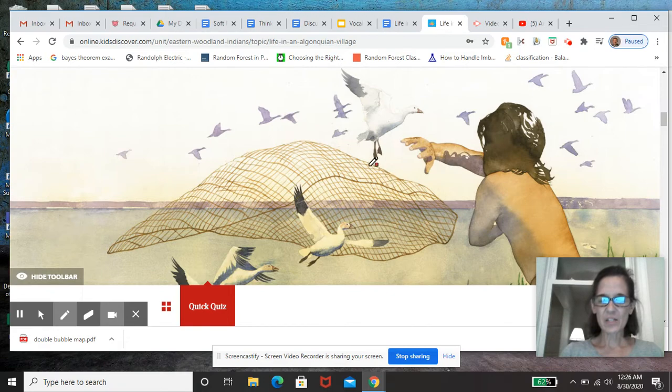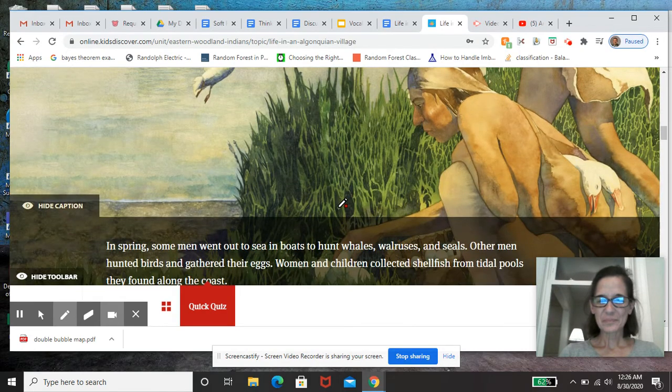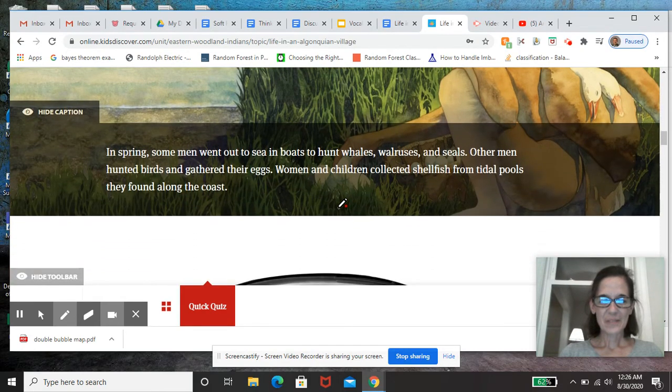Oh, look at this. They're hunting. And look how he's going to catch some food. In the spring, some men went out to sea in boats to hunt whales, walruses, and seals. Okay, now I have to put an exclamation mark there. That seems dangerous. Other men hunted birds and gathered their eggs. Women and children collected shellfish from tidal pools they found along the coast.